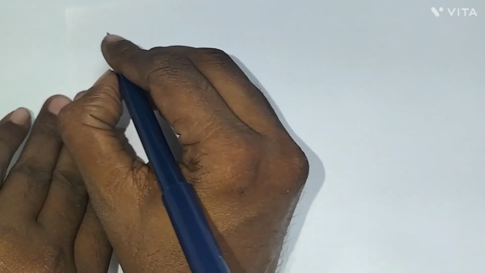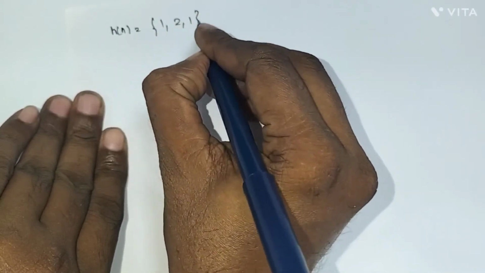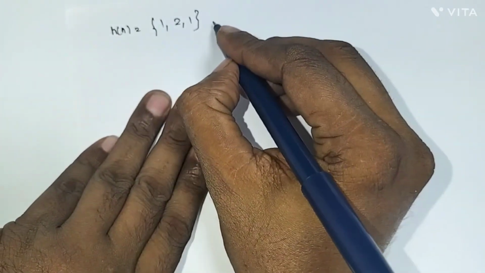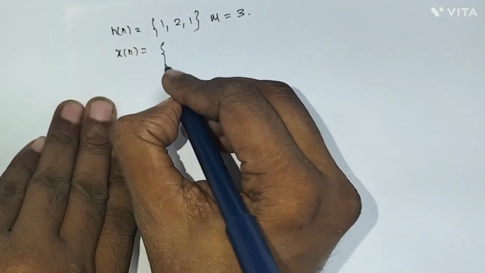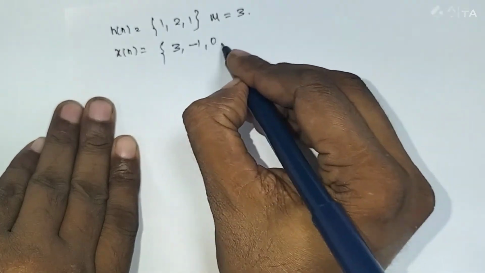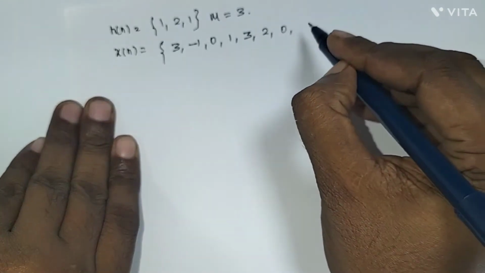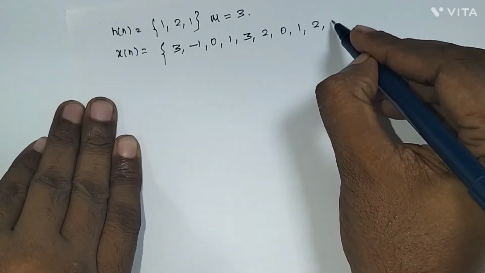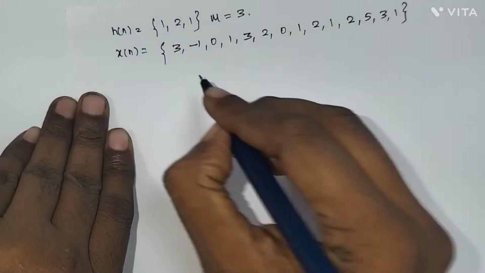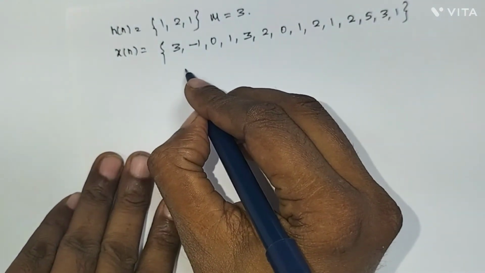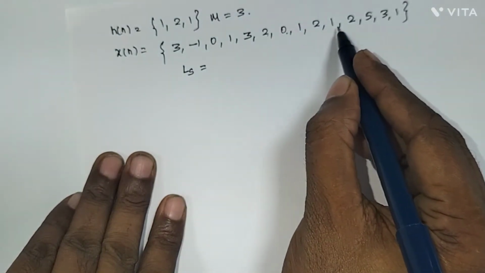Here the impulse response h of n is equal to 1, 2, 1. The length is m equal to 3, and the input sequence x of n is equal to 3, minus 1, 0, 1, 3, 2, 0, 1, 2, 1, 2, 5, 3, 1. The length of the sequence, that is L s, is equal to 1, 2, 3, 4, 5, 6, 7, 8, 9, 10, 11, 12, 13, 14.